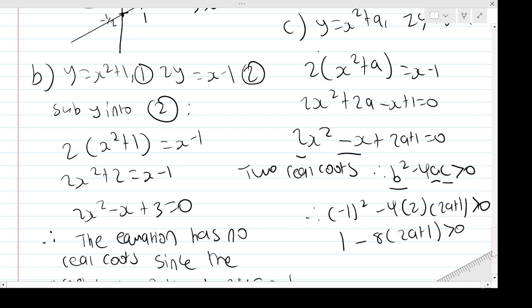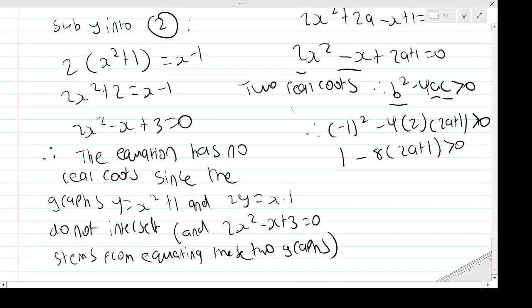Then I could expand it even more to get 1 minus 8 times 2A is 16A. Minus 8 times 1 is minus 8, greater than 0. Then I have minus 16A. 1 minus 8 is minus 7. Well, I could just move the 7 to the other side to get greater than 7. Cool. Okay, well then I'm going to divide by minus 16. So then I'm going to get A.